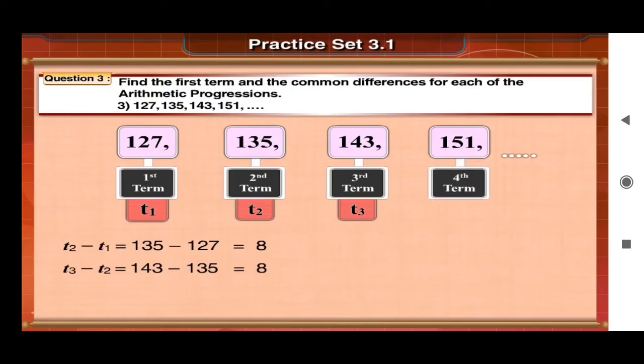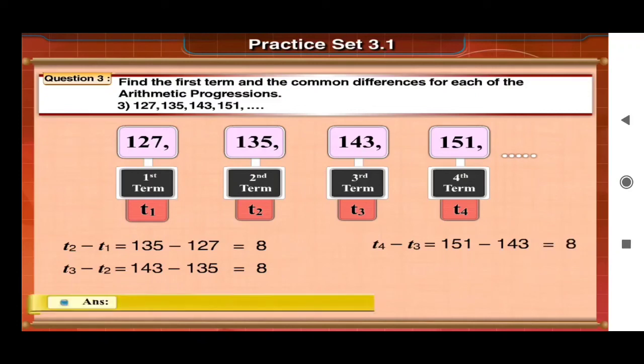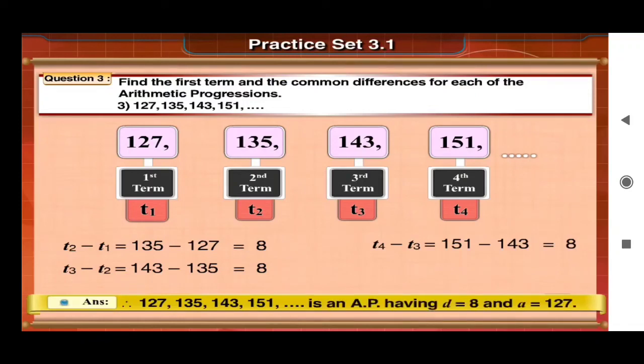The fourth term is 151. T4 minus T3 is equal to 151 minus 143, that is equal to 8. Therefore, the sequence 127, 135, 143, 151 and so on is an arithmetic progression having common difference 8 and the first term as 127.